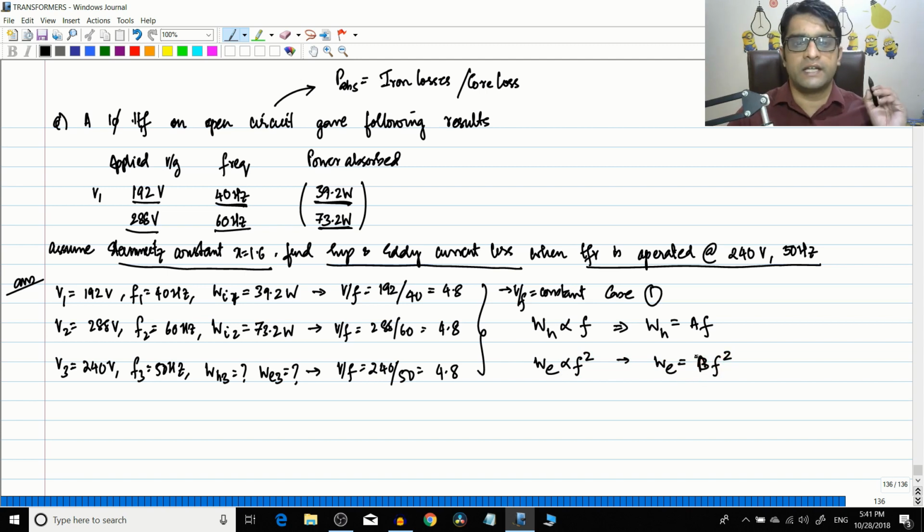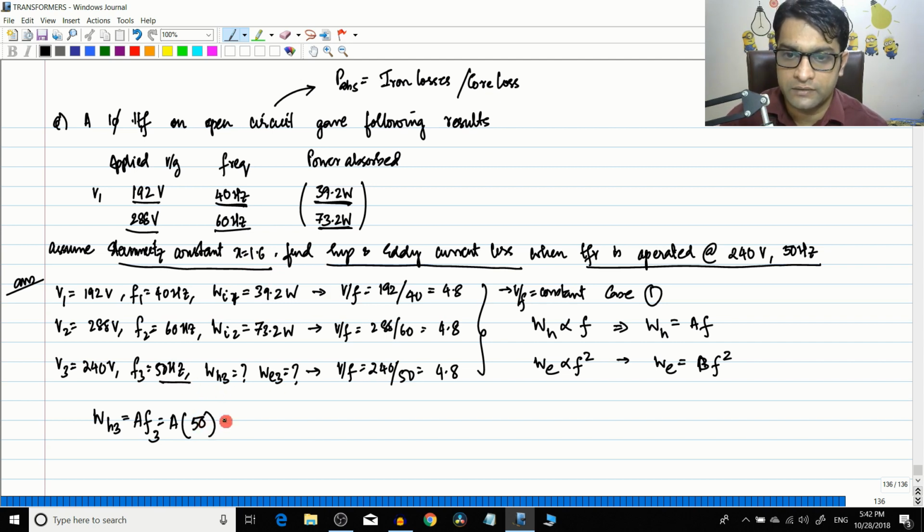So these things we have derived a long time ago. Okay. So we have to find WH3 and WE3, right? So WH3 is equal to A into F3. What is the F3 value? F3 value is 50 hertz, so A into 50. Okay, and WE3 value will be equal to B into F3 square, right? E3 for 3, 3 for 3, 2 for 2, 1 for 1, it's like that. Okay. So this is B into 50 square, right?